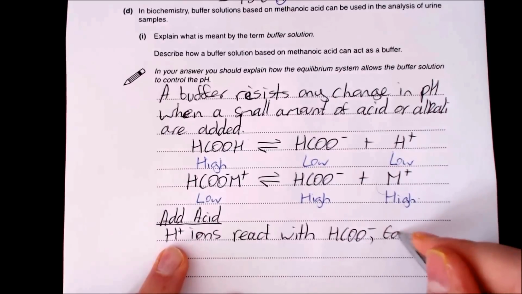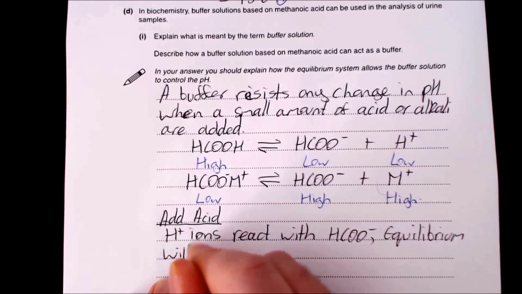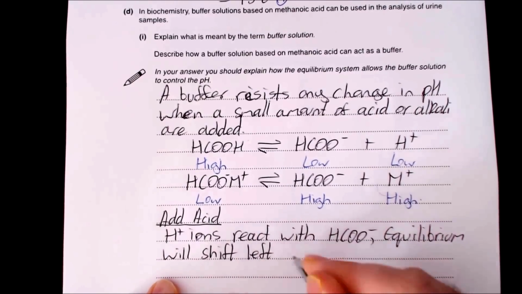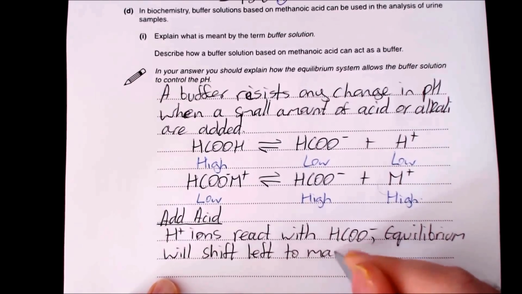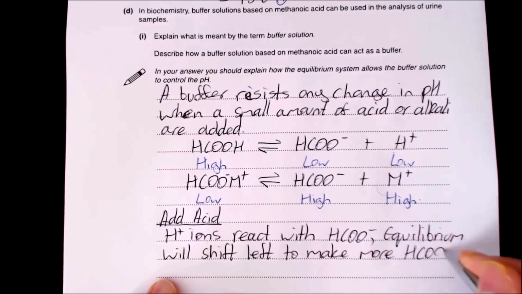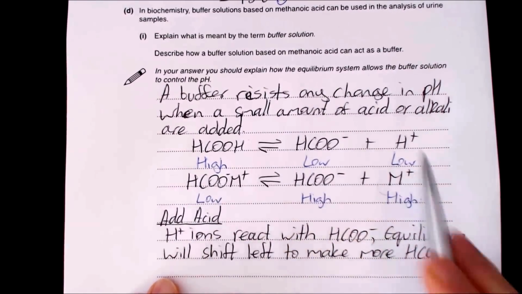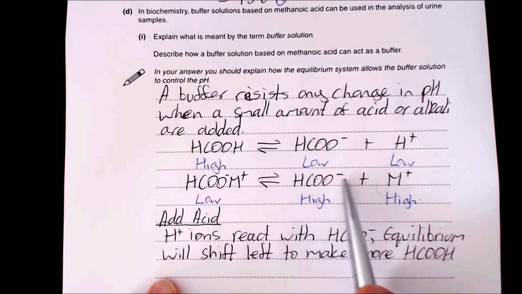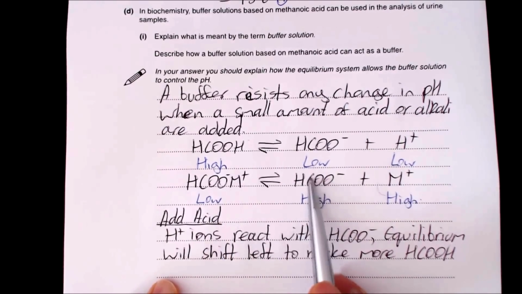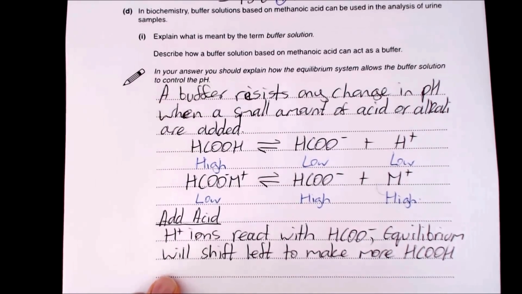The effect that has is that the equilibrium will shift to the left, and you'll make more HCOOH. Effectively, if you imagine these two reactions interlinking in the same beaker, the H plus ions will react with this. If you add the H plus onto there, you form your acid back again. So effectively it's shifting left, and we can interlink these equations to explain this. That's what happens when we add an acid.